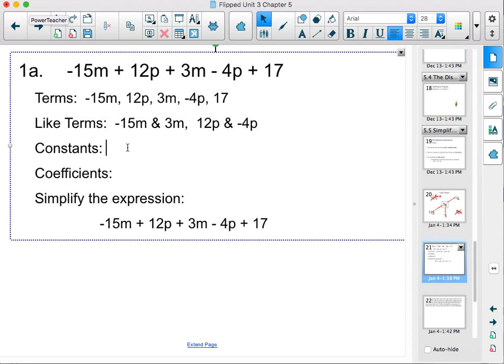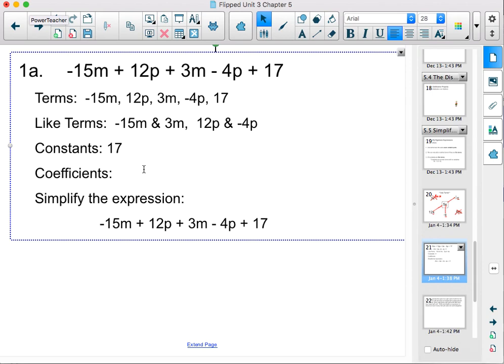Next, it asks for the constants. In this problem, constants are going to be the terms that do not have any variables in them. So if we look at our first term, negative 15m, that has a variable in it. This guy has a variable p, variable m, variable p. The 17 is the only term that does not have a variable, so that is our only constant.